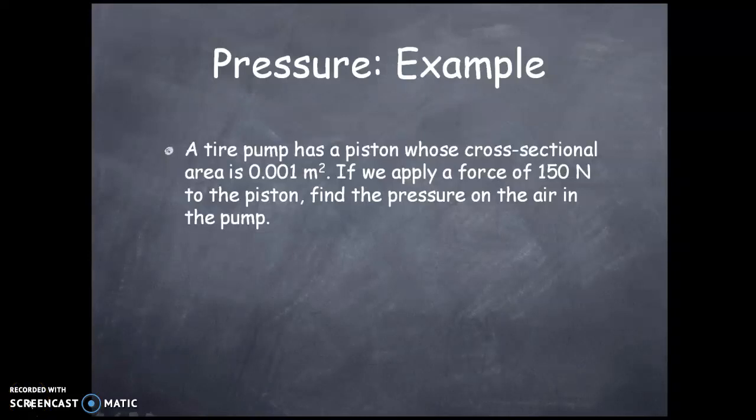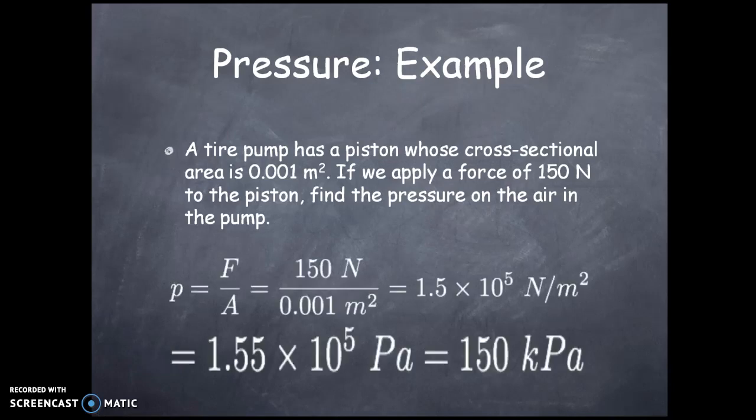Pressure example. A tire pump has a piston whose cross-sectional area is 0.001 meter square. If we apply a force of 150 Newton to the piston, find the pressure on the air in the pump. So we know the pressure formula is P equals F over A. We know the force acting upon it and we know the area, so all we need to do is plug it into the formula and find the pressure.